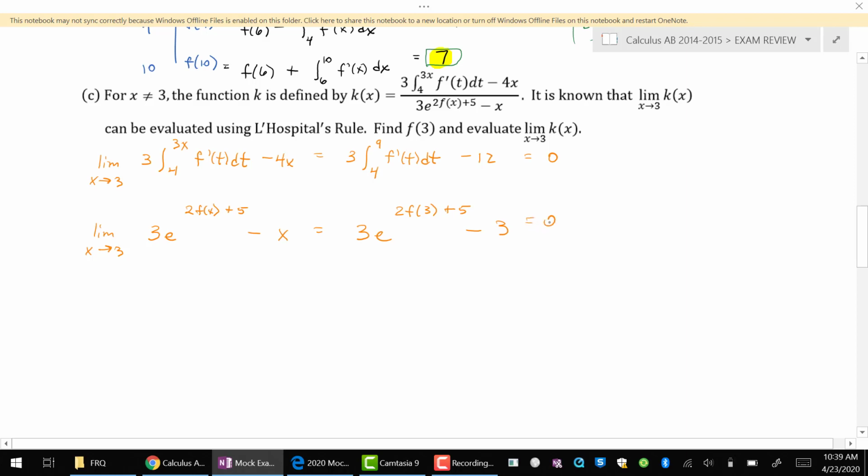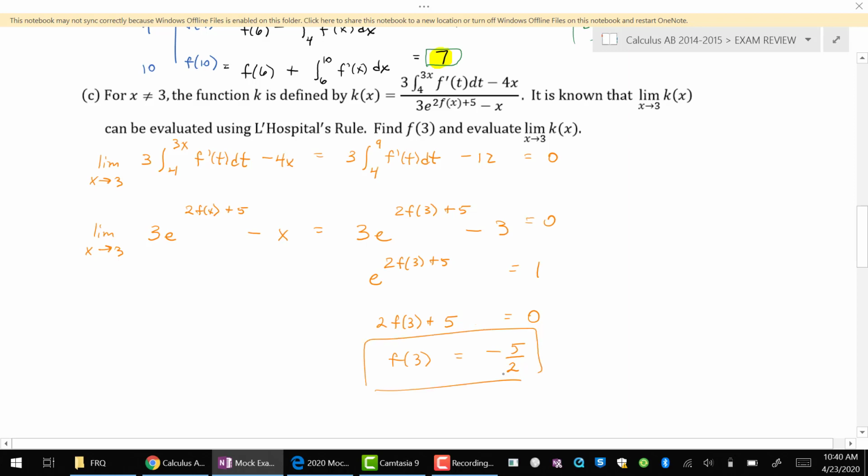So I'm going to add 3 across. And then divide by 1? I'll do a couple steps of algebra sort of all in one here. So I'm going to get e to the power of 2 f of 3 plus 5 equal to 1. Switch that into log form. So natural log of 1 is going to be 0. So 2 f of 3 plus 5 equals 0. And f of 3 will have to equal negative 5 over 2. There's f of 3, which is the first part of my problem.